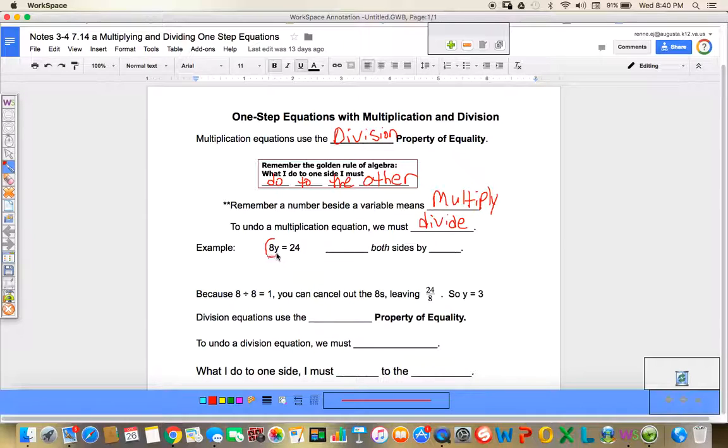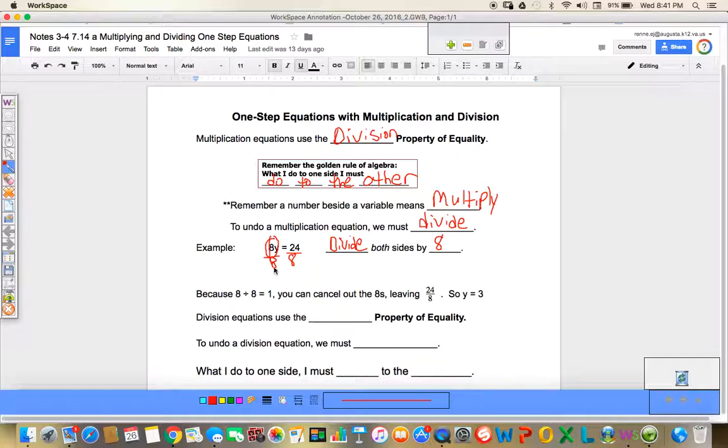Now look at the number in front of the variable. You see an 8, so we're going to divide both sides by 8. Now let me show you how that works. I'm going to divide both sides by 8 like this. And 8 divided by 8 is 1.